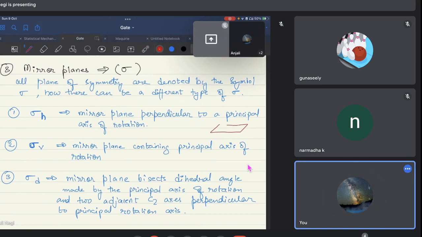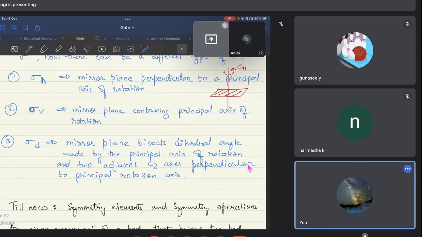So this mirror plane will be horizontal to any axis of rotation Cn, which is the principal axis of rotation. Now sigma v, which is vertical, is a mirror plane containing the principal axis of rotation. That means this mirror plane contains that particular principal axis of rotation.